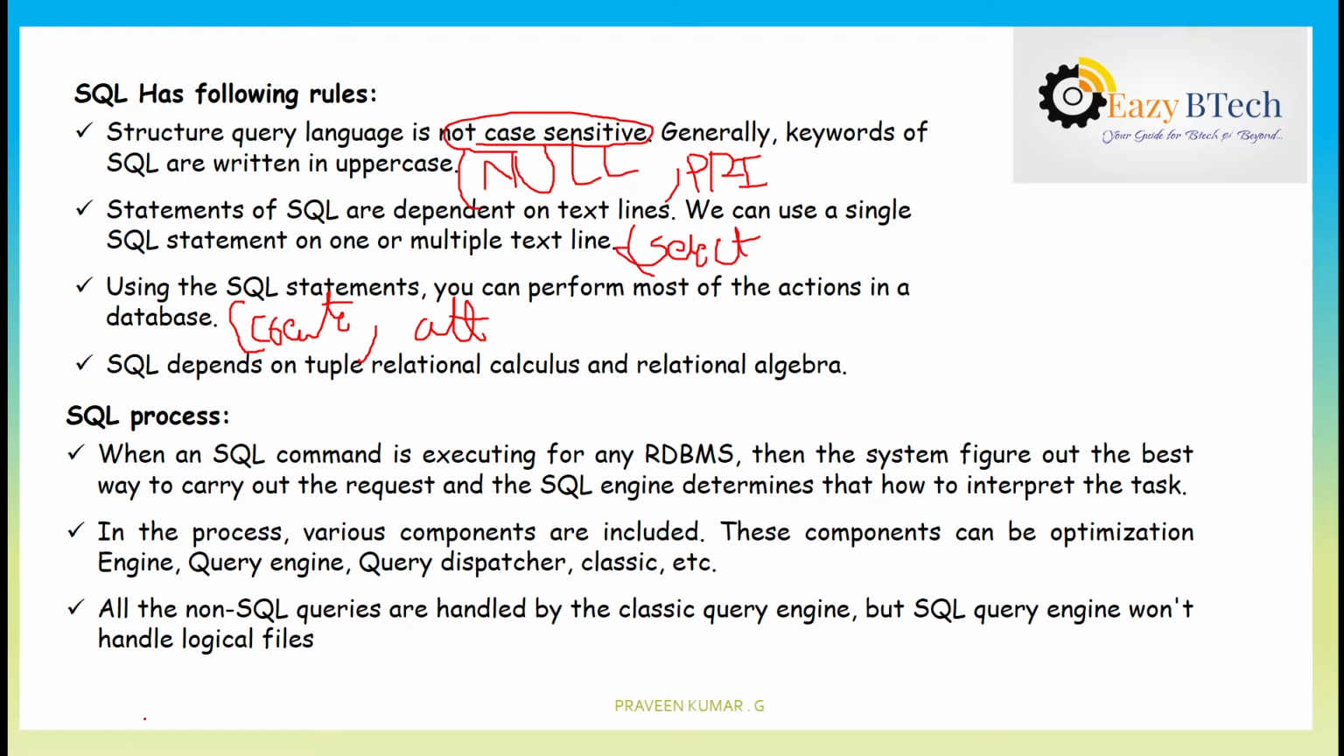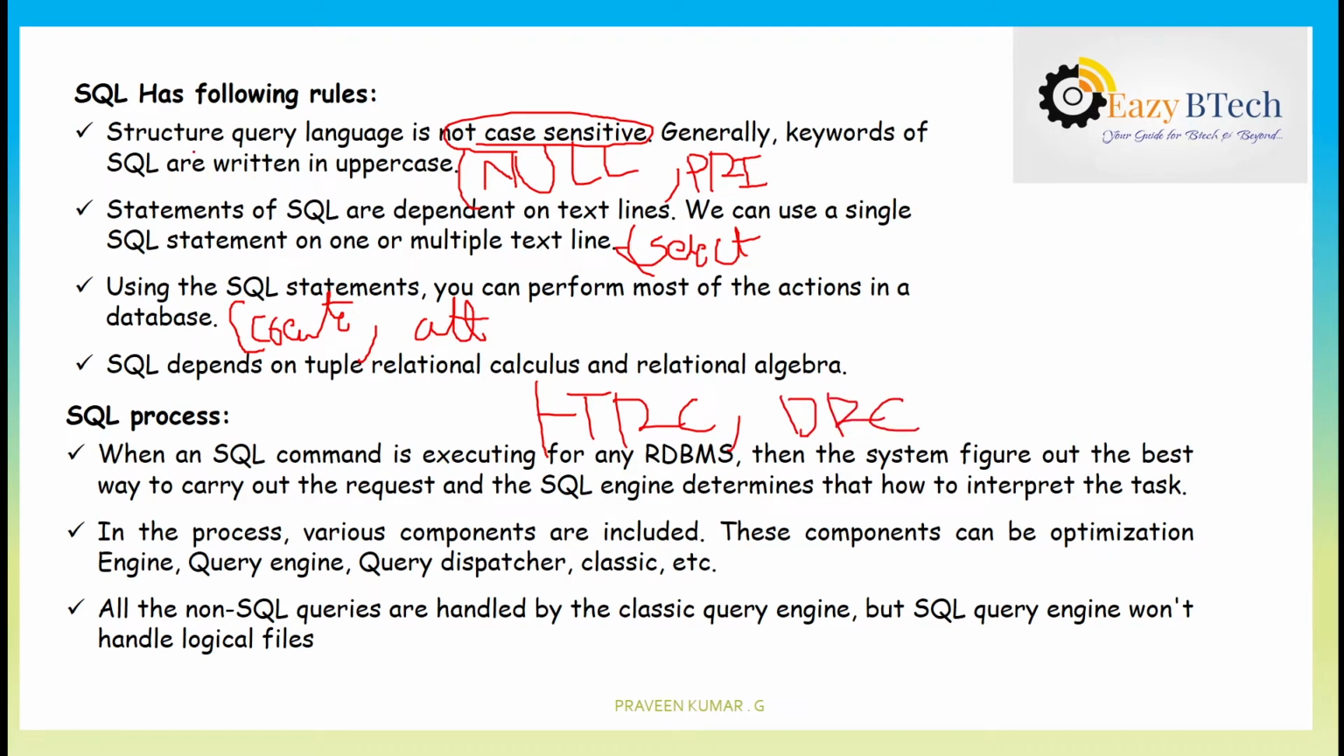SQL depends upon tuple relational calculus and relational algebra. In the previous section we discussed this. First of all we have relational algebra, a query language. Query language is classified into two types: tuple relational calculus and relational algebra. SQL, structured query language, stands for relational algebra as well as relational calculus. Again, relational calculus has two types: TRC, tuple relational calculus, and DRC, domain relational calculus.